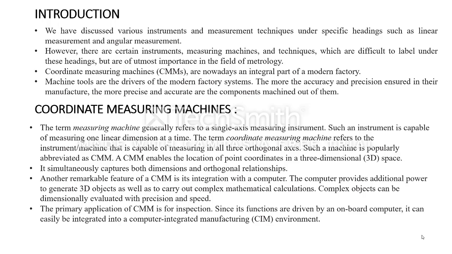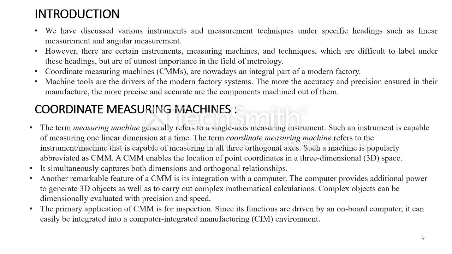Such a machine is popularly abbreviated as CMM. This CMM enables the location of point coordinates in a three-dimensional space. It started in the 1960s in the United States, then they improved its electronics and introduced the CMM afresh in 1980, and the improvement continues. Now fully advanced CMMs have come into factories, where you can measure orthogonally or along any axis: positive x, positive y, negative z, positive z, whichever way you want, on the surface texture in any direction.